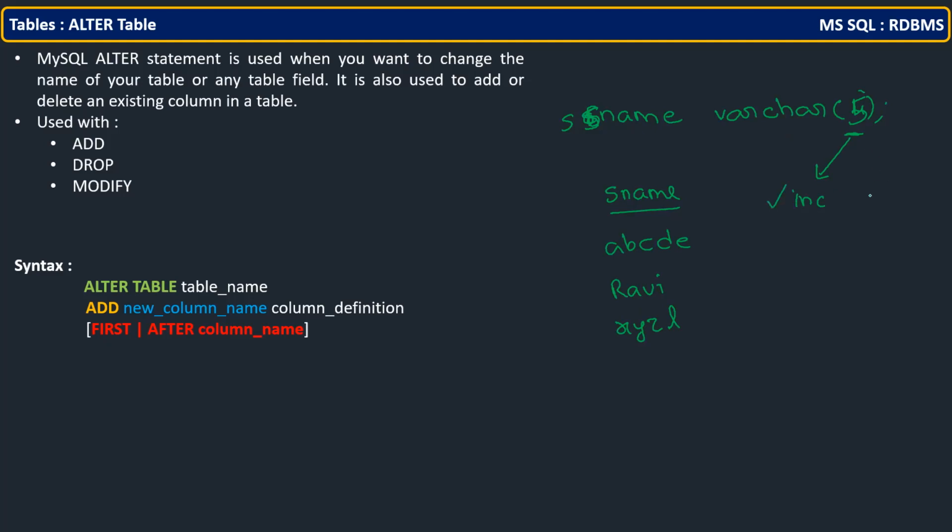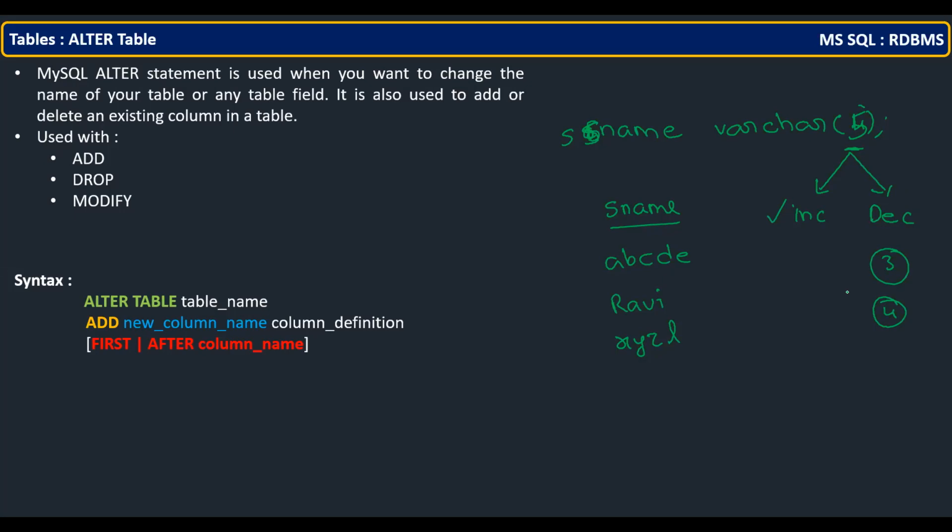If you try to decrease, tell me what is the problem if you allow. Just think normally. What is the problem if you allow? Suppose if I mention 3, what is the problem? If I mention 4, what is the problem? Just think logically.